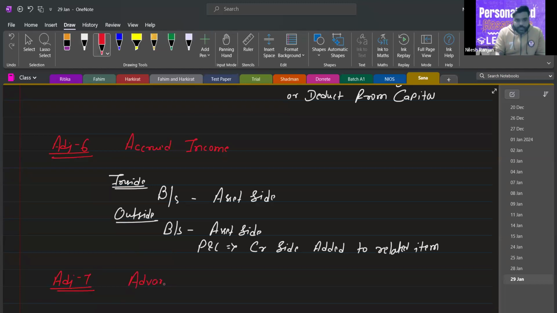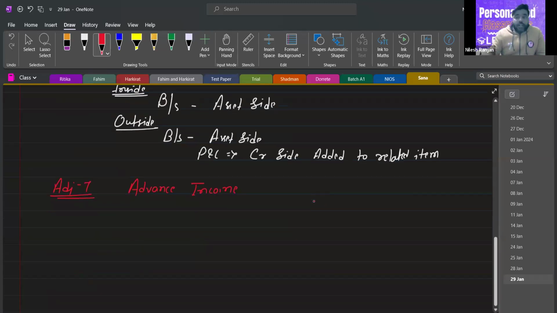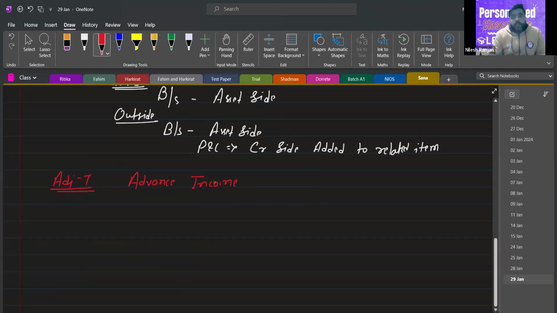Now, adjustment number 7. Income received in advance means income which is received in advance and we have not completed the work yet. Now, this is a liability for us because we have to complete the work in future or we have to refund the money. So in both cases, it is a liability.